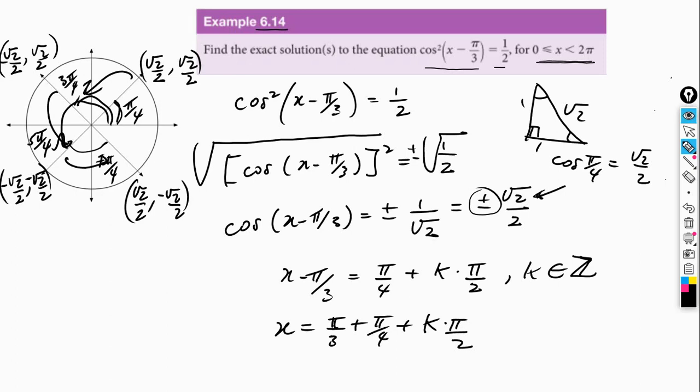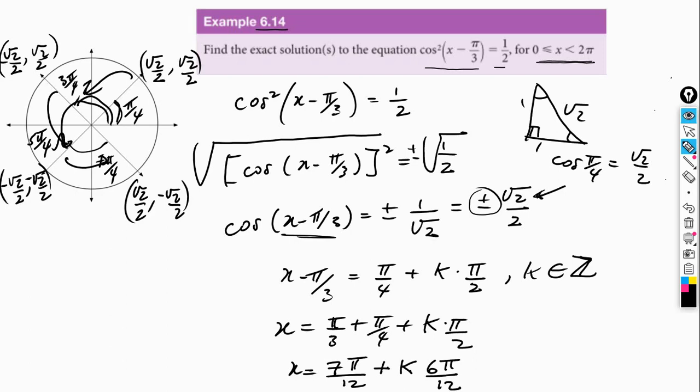And these are not the solutions yet, right? Because it's not x itself, but it's x minus pi thirds. So we have to solve for this. So let's do the math here. We're going to get 12. Okay, so x is equal to 7 pi over 12 plus k times 6 pi over 12.